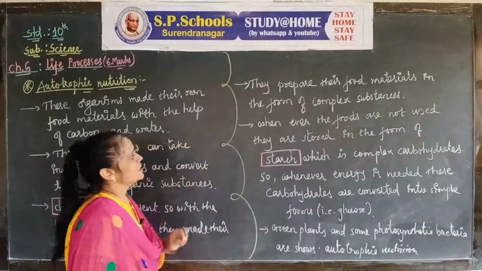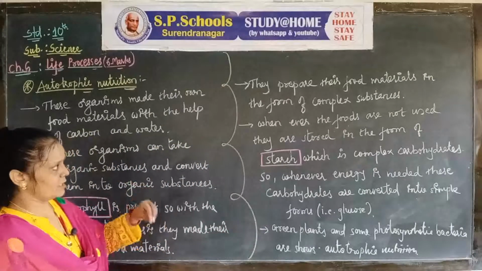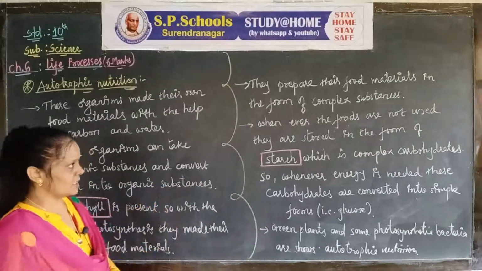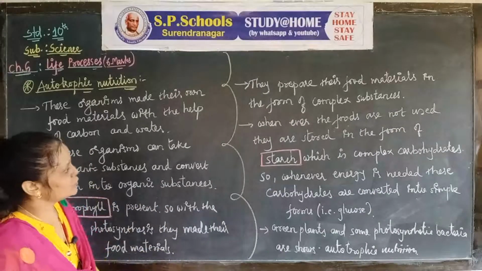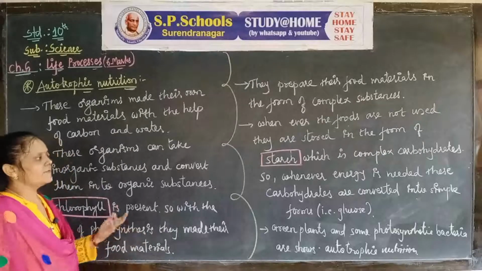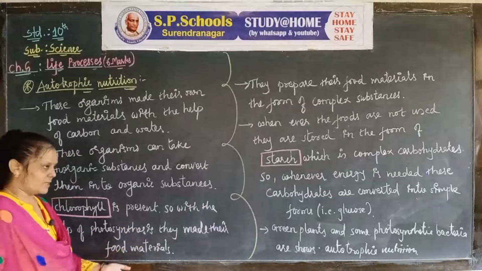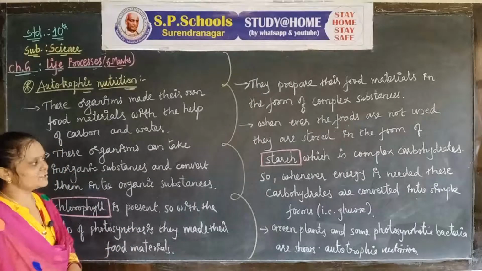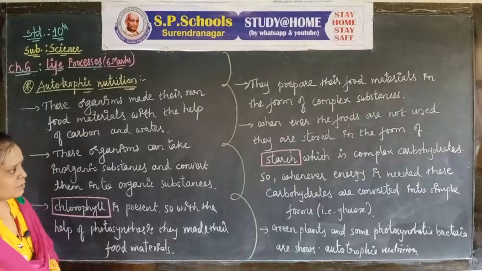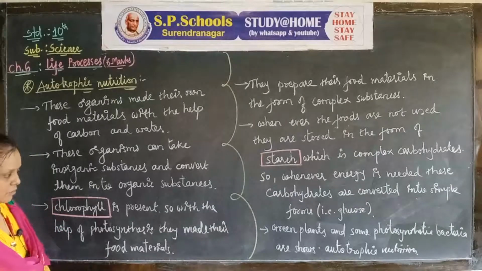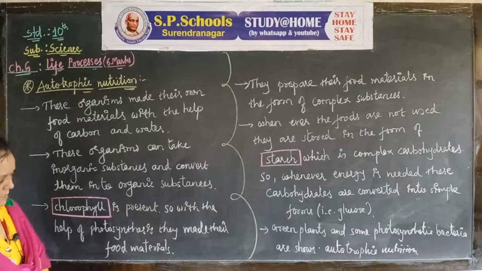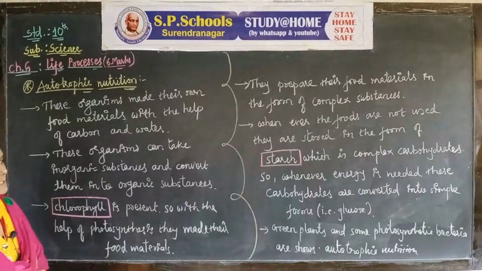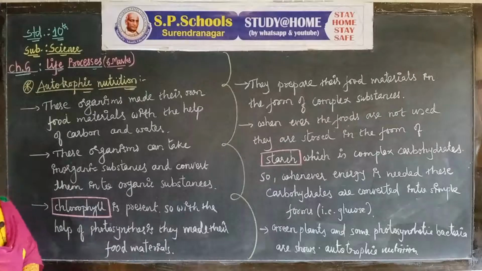Whenever the food is not used, they store it in the form of starch, and whenever the body needs energy, starch is converted into a simple form, that is glucose. Examples of autotrophic nutrition source organisms are green plants and some photosynthetic bacteria.